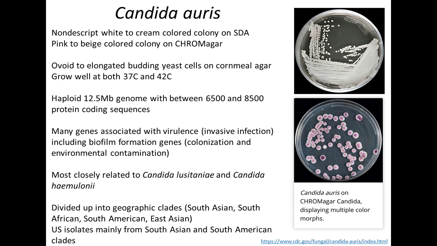It's ovoid to elongated budding yeast cells on cornmeal agar without the formation of pseudohyphae in most cases, and it grows well at both 37 and 42 degrees.